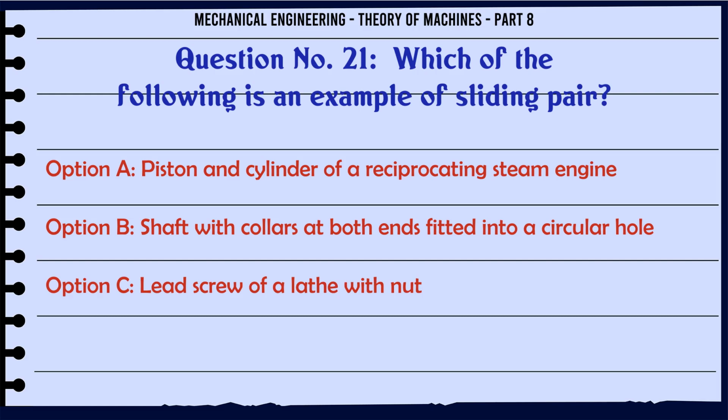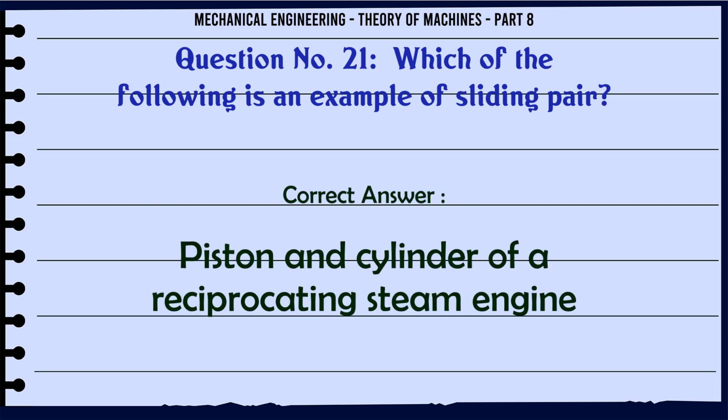A. Piston and cylinder of a reciprocating steam engine, B. Shaft with collars at both ends fitted into a circular hole, C. Lead screw of a lathe with nut, D. Ball and a socket joint. The correct answer is piston and cylinder of a reciprocating steam engine.